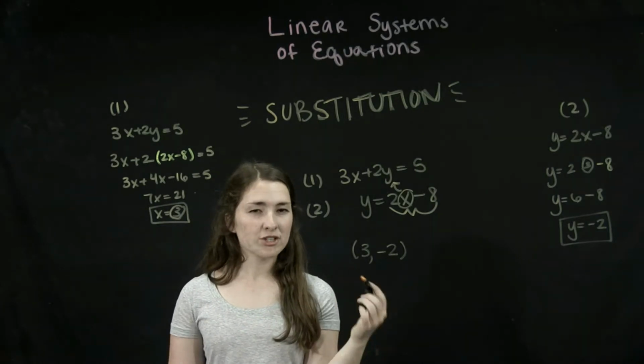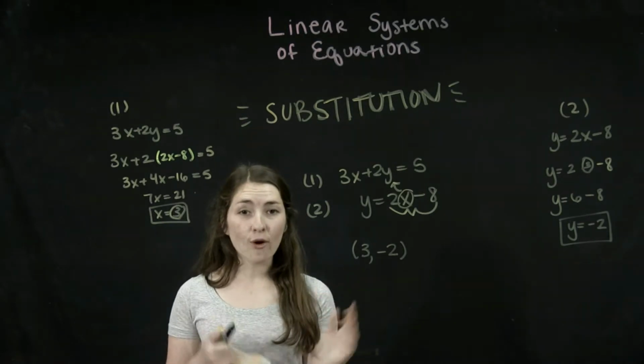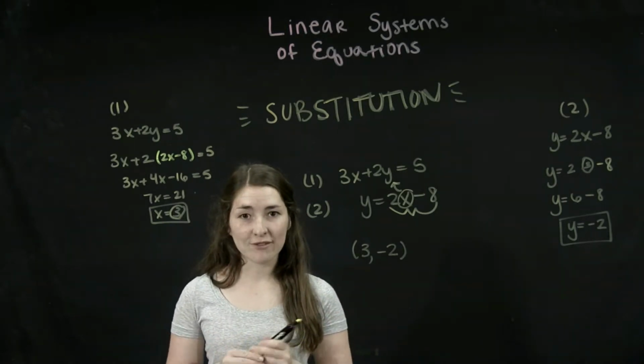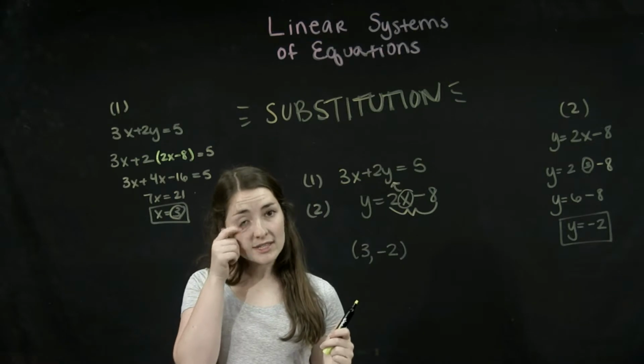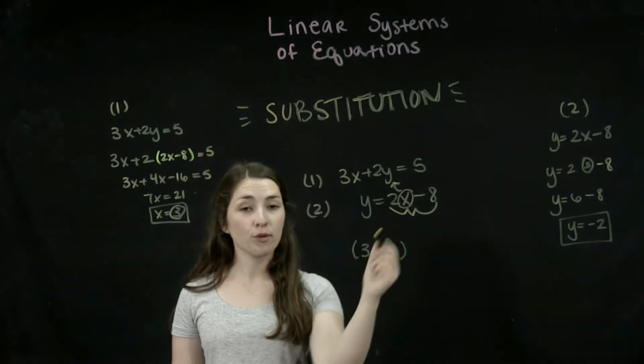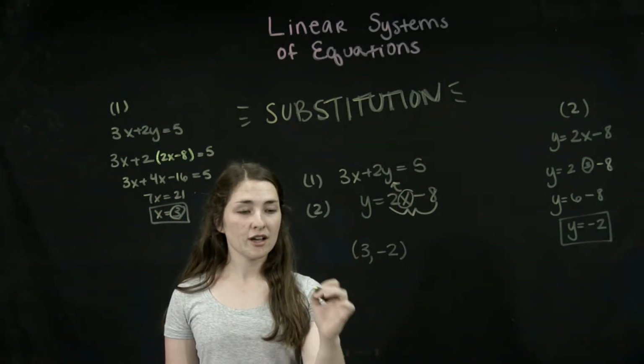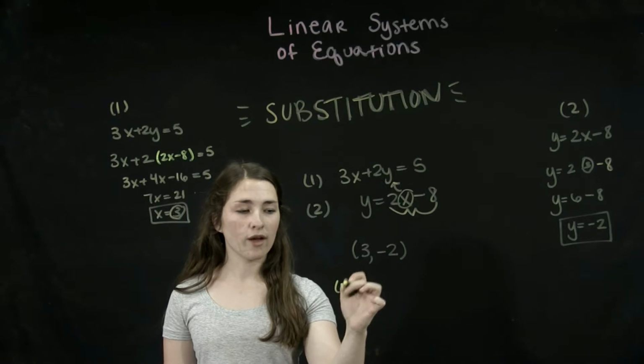Now let's check to make sure that we have the right answer. We could have messed up somewhere along the way, so we can always check our answers with these linear systems of equations. We can take this value of x and y and plug them into both equations to make sure we get the right answer. So let's check with equation 1 first.